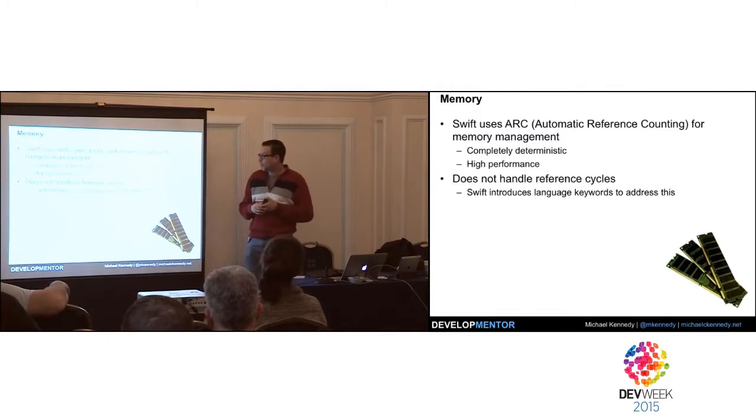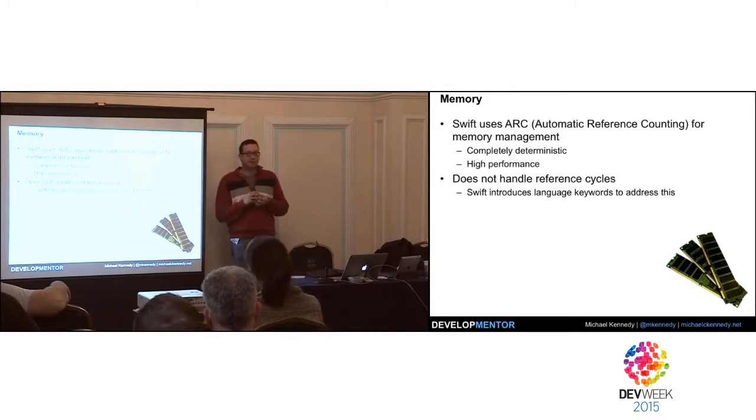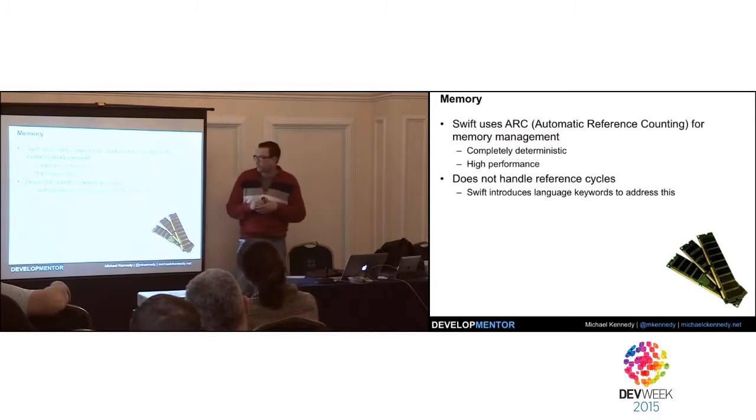COM, which predated .NET, used reference counting, and it was bad. It was bad because there were cycles, and the cycles meant memory leaks, and so you just kind of sucked it up and dealt with it somehow.